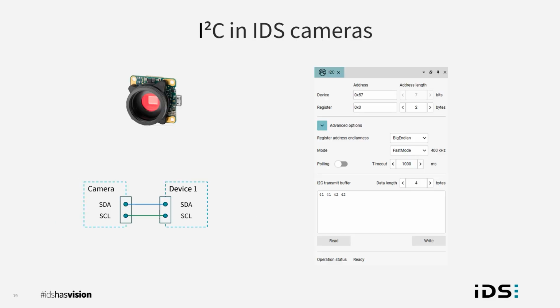As the I2C lines are already designated in our cameras, there's no hardware configuration to be concerned with. In IDS Peak Cockpit, there is a dialog for the communication setup where we can set the address and register into which we are communicating, as well as advanced settings covering the byte ordering, communication speed, and acknowledgement polling, and a section also for entering the data we want to transmit.